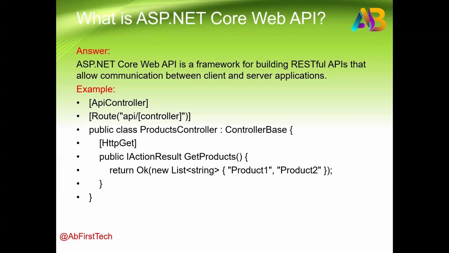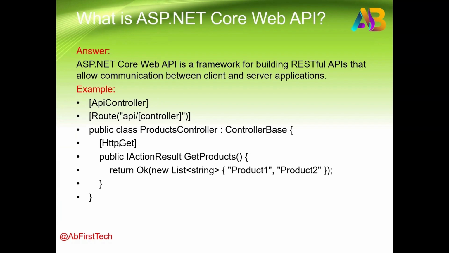ASP.NET Core Web API is a framework for building RESTful APIs. What is a RESTful API? It allows communication between the client and server. So ASP.NET Core Web API, Application Program Interface, is a framework for building RESTful APIs that allow communication between the client and server application.